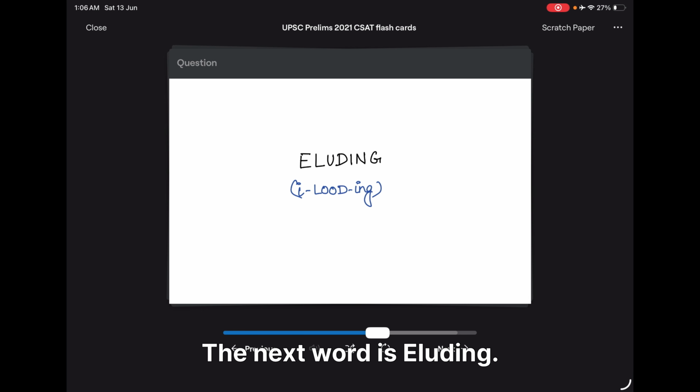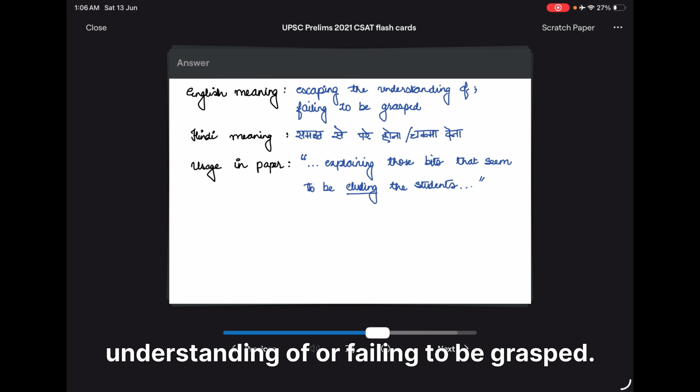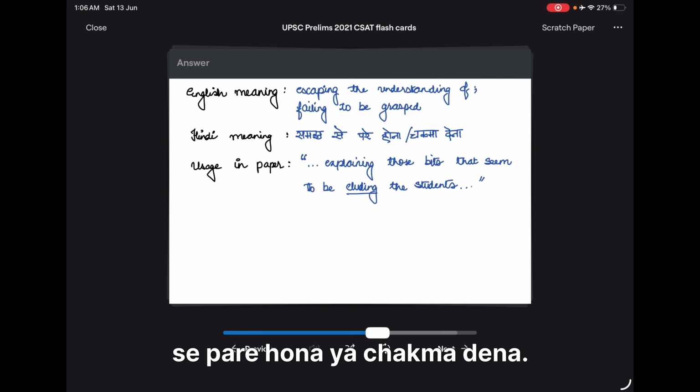The next word is eluding. Eluding means escaping the understanding of or failing to be grasped. हिंदी में इसका अर्थ है समझ से परे होना या चकमा देना. In the paper, it was used as explaining those bits that seem to be eluding the students.